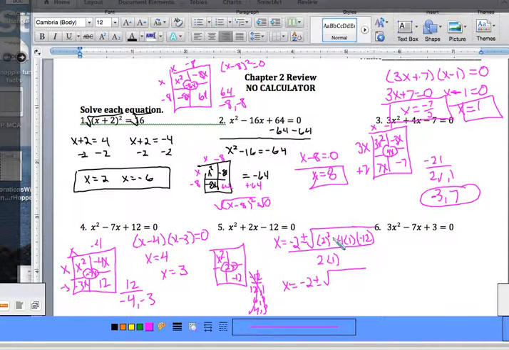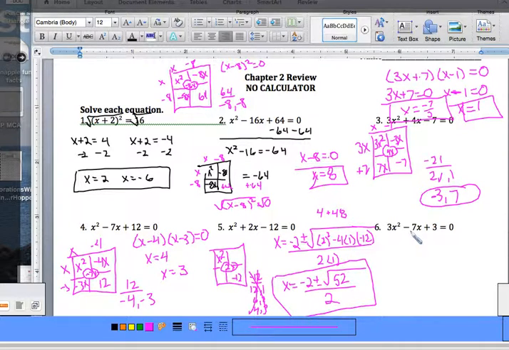Let's see, well, this is 4, plus 48, so 52, divided by 2. And since we can't simplify the square root of 52 to a whole number, that would be our answer there.